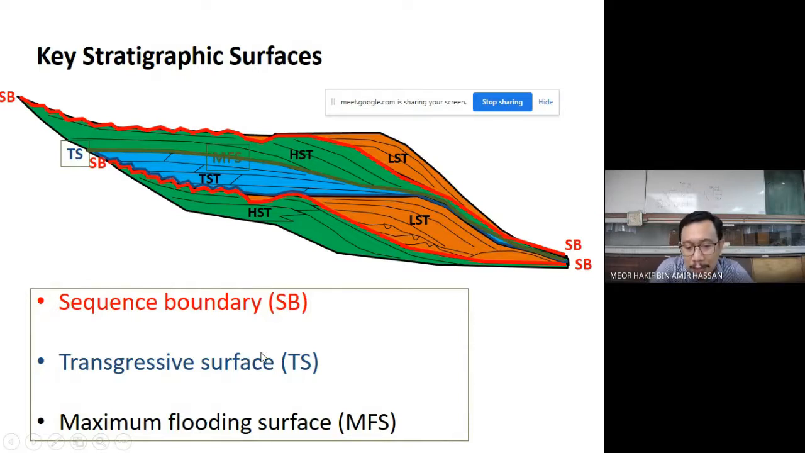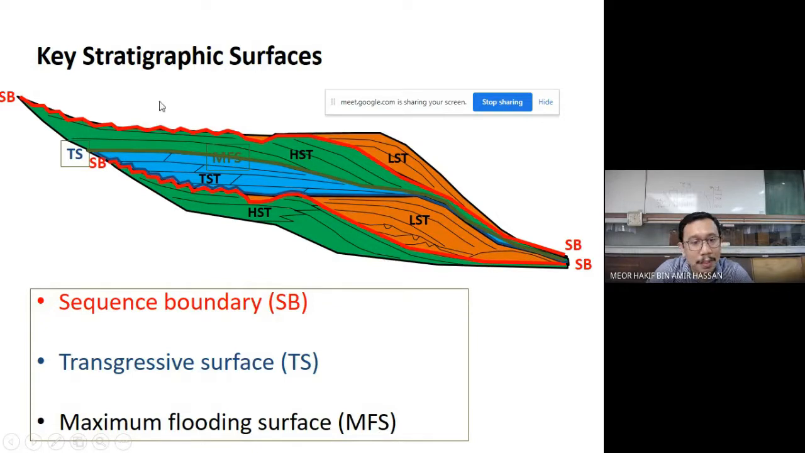We usually abbreviate it, kita singkatkan jadi TS, transgressive surface. And we usually draw it as a blue line. Dijadikan dia garis biru biasanya bila kita lukis. A sequence boundary, we usually use the color red or orange, and the abbreviation is SB. A maximum flooding surface, usually we use a green line to mark a maximum flooding surface. And we use the abbreviation MFS.